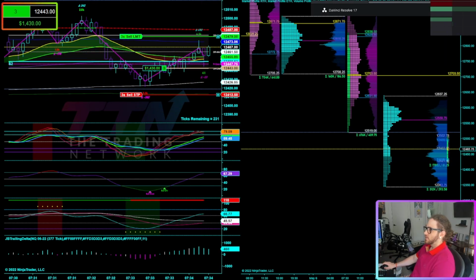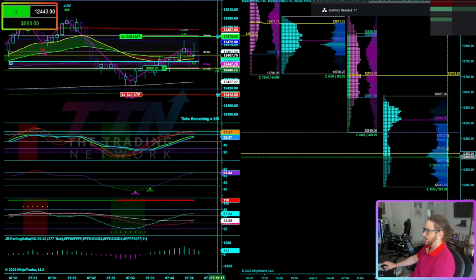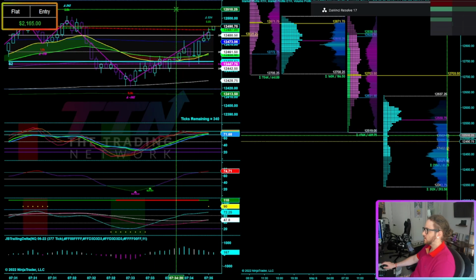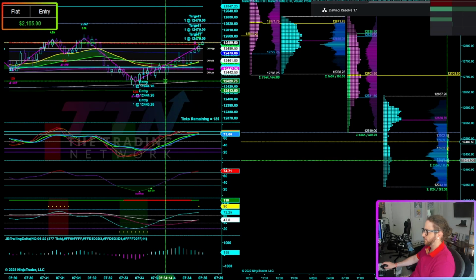So let me speed this up a little bit. We'll see how this plays out. But for what it's worth, I could close this right now and lock in close to $1,000. Boom, there we go. $2,100. And that could be your one trade for the day, level to level.